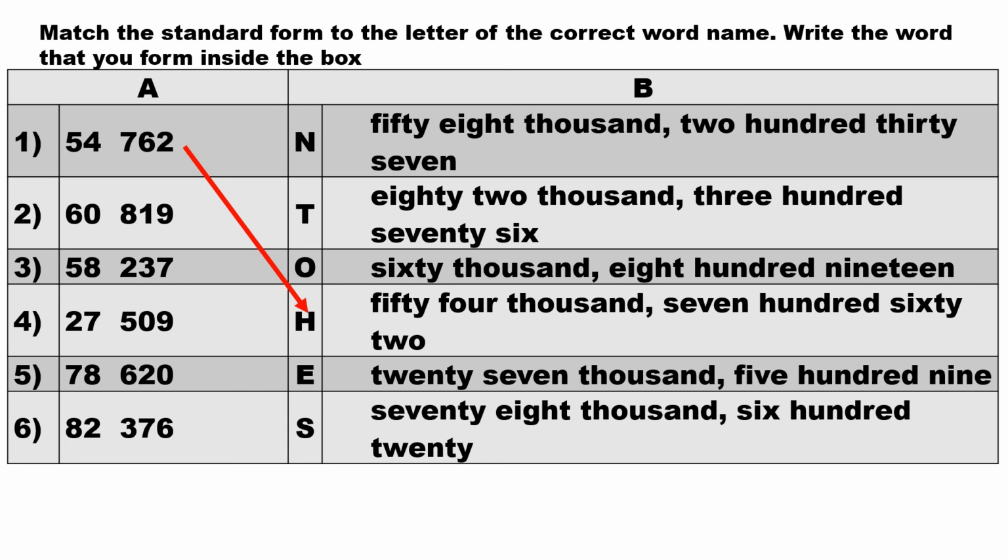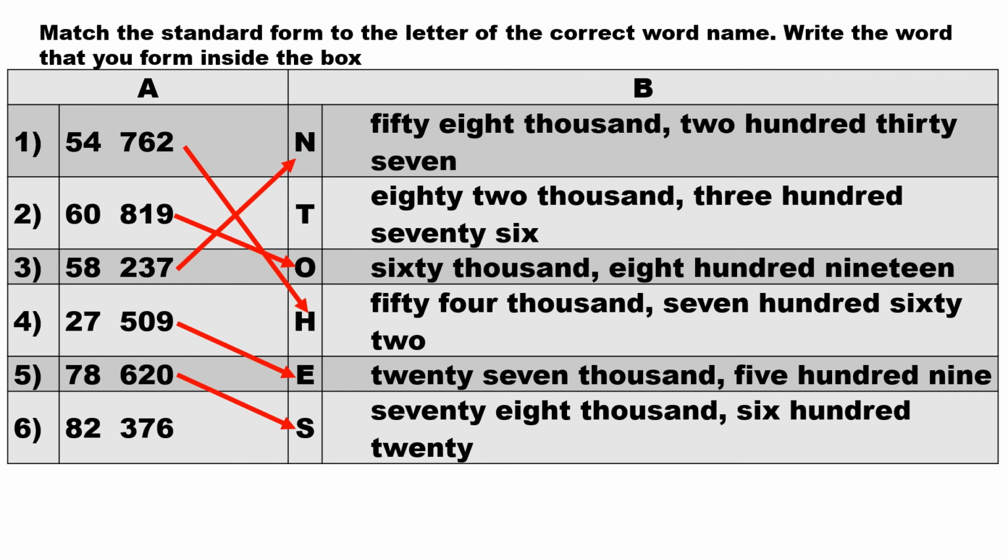Number 2, 60,819. So, nasa letter O. Next, number 3, 58,237. Hanapin ang word name ng 58,237. Nasa letter N. So, H, O, N. Yun ang pagkakasunod natin sa word para mabuo natin. Number 4, 27,509. So, nasa anong letra? Letter E, 27,509. Number 5, 78,620. Ito ay nasa letter S.